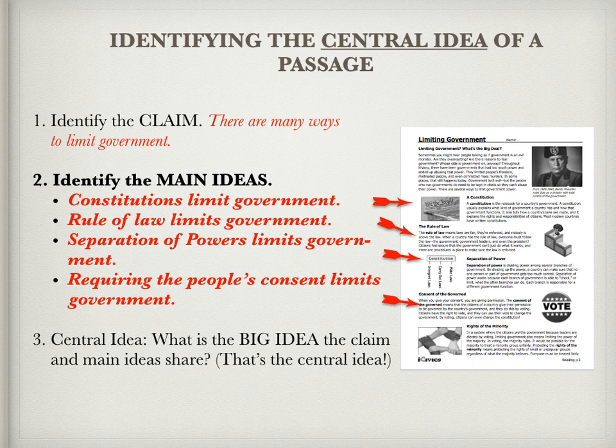So, what main ideas do we have? Well, the first section, the main idea is constitutions limit government. In the second section, the author shares that the rule of law limits government. So that's the main idea for that section. Third section, separation of powers limits government. Fourth section, requiring the people's consent limits government. I've noticed that all of those sections have to do with limiting government, which kind of made sense because that's what our author was talking about with the claim. The claim was there are many ways to limit government, so we may be onto something here.